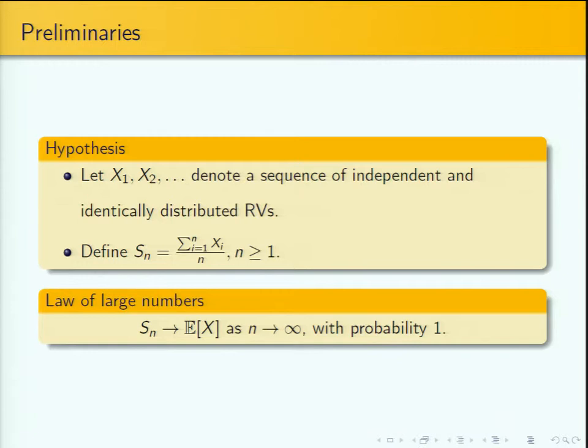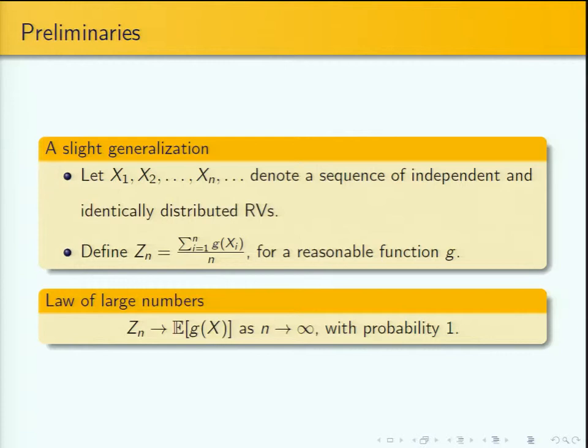Now, Sn we define as the average, the summation. It is called the sample average, okay? So that Sn will converge to the expectation of X, the mean of the random variable, the population mean, with probability 1. That is known as the law of large numbers, okay? Everybody is clear? So we are going to use this result. It's a very important result, okay? All right. What is a slight generalization to that?